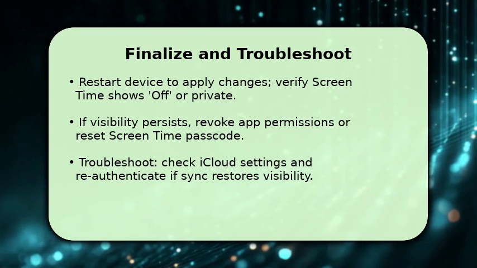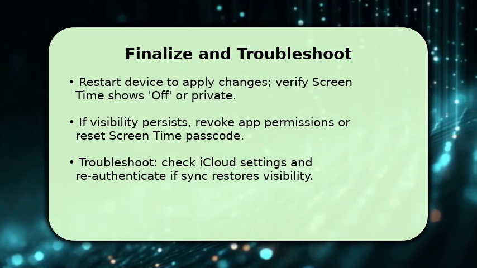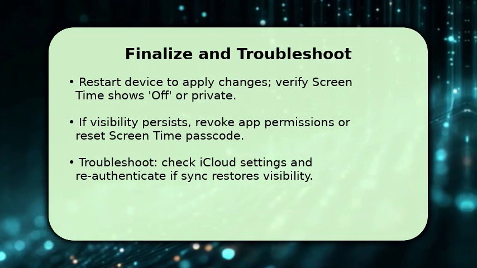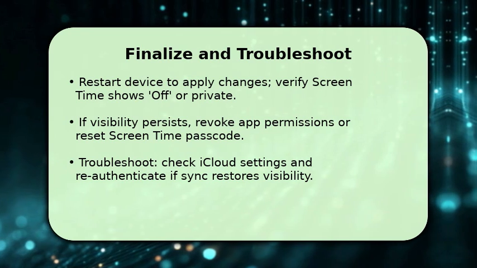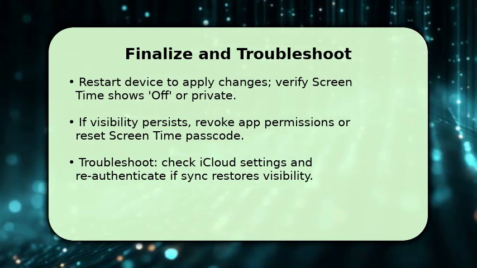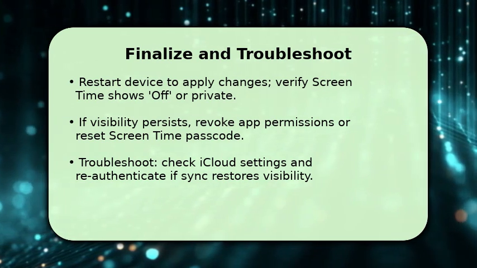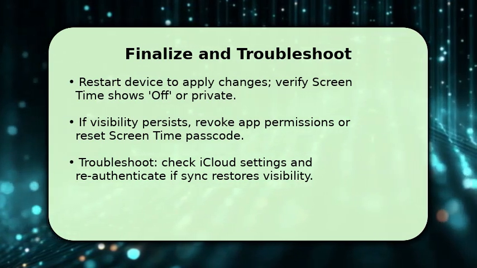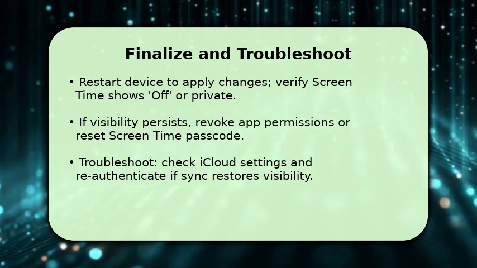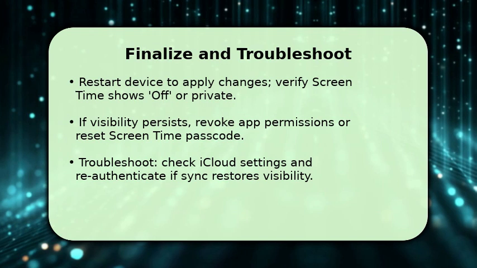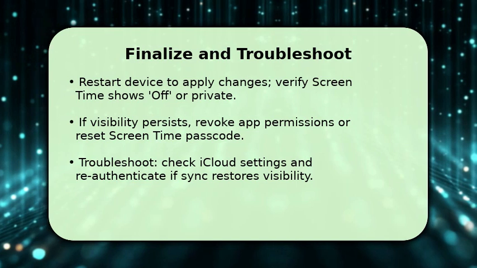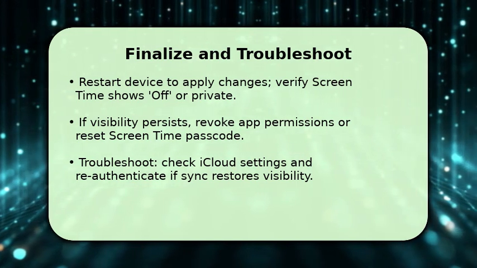Finish by restarting your device to ensure the changes take effect. Once done, open Screen Time and confirm it reads off or shows only local data. If visibility still persists, revoke specific app permissions or reset your Screen Time passcode to regain control. Make sure iCloud settings aren't re-enabling sharing. Sign out and back in carefully if necessary. If sync restores visibility, recheck linked devices and family sharing. That single linked account is usually the culprit, and removing it will resolve most issues.